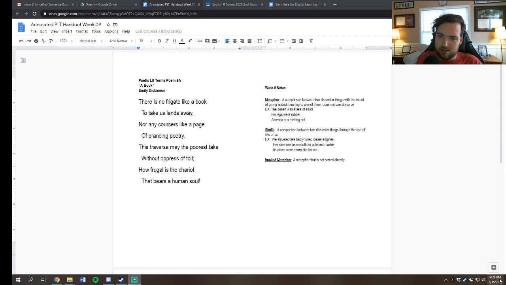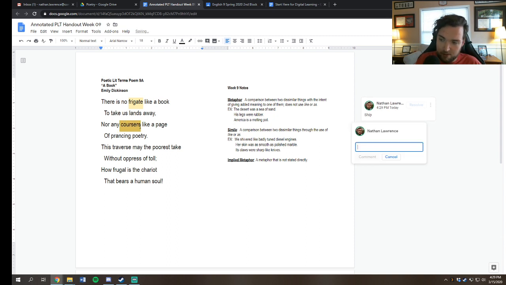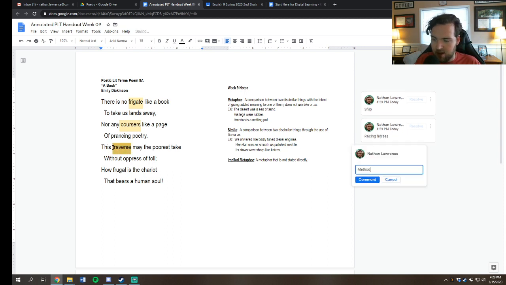So let's talk about a couple of terms that we might need to know. A frigate is a ship. It's a class of ship, or a sailing ship usually, but coursers in this instance mean racing horses. Ooh, can't spell horse. That's a problem for an English teacher. Let's see. A traverse is a method of transportation.